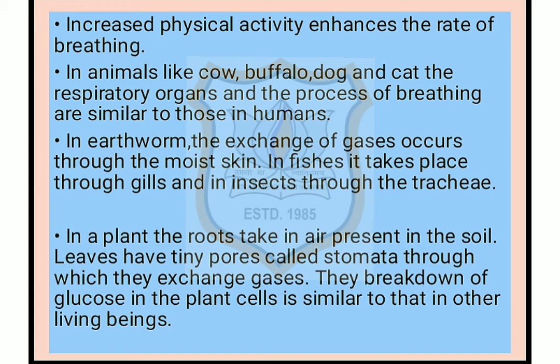In animals like cow, buffalo, dog and cat, the respiratory organs and the process of breathing are similar to those in humans. In earthworm, the exchange of gases occurs through the moist skin. In fishes, it takes place through gills and in insects through the trachea.